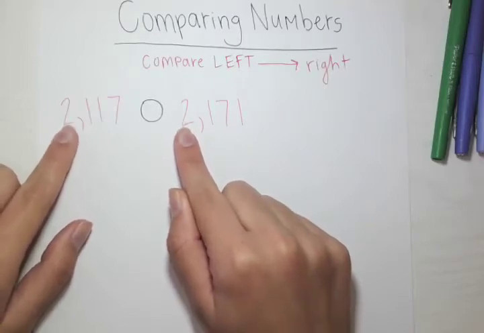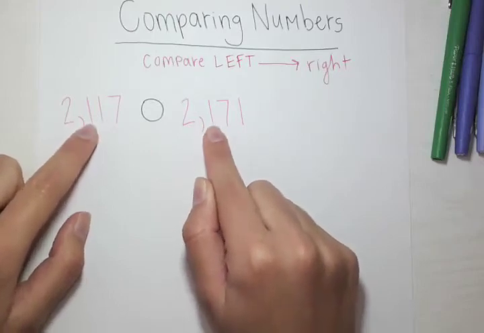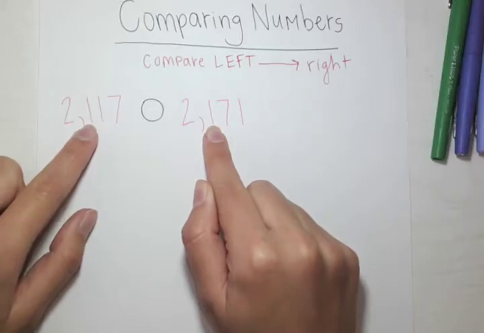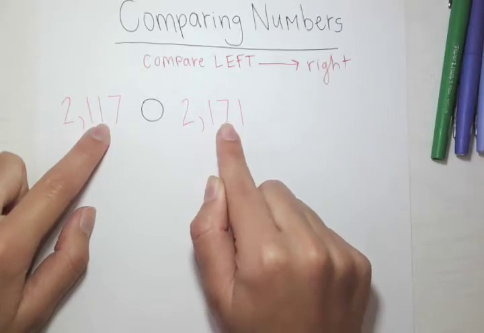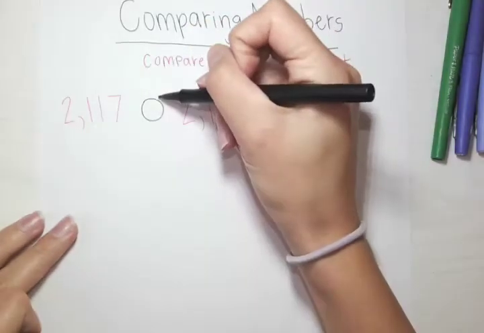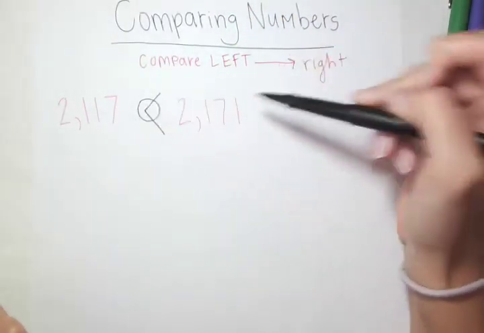Okay, we're in the thousands. We're going to move to the hundreds. A 1 and a 1. Okay, they're the same. Again, that doesn't help us, so we're going to move on from the hundreds place to the tens. Here we have a 1 in the tens place and a 7 in the tens place. Well, we know a 7 is greater than a 1, so this tells us that this is greater. Our mouth is eating the one that's bigger.